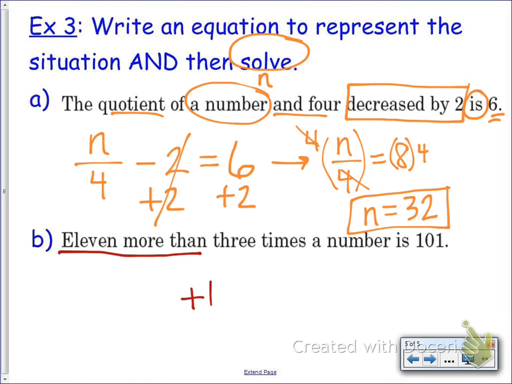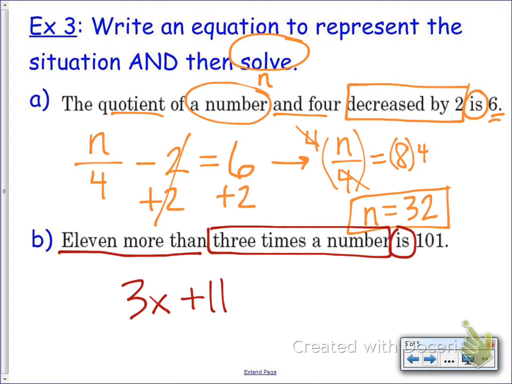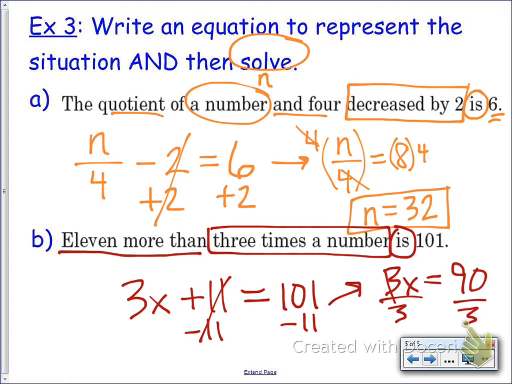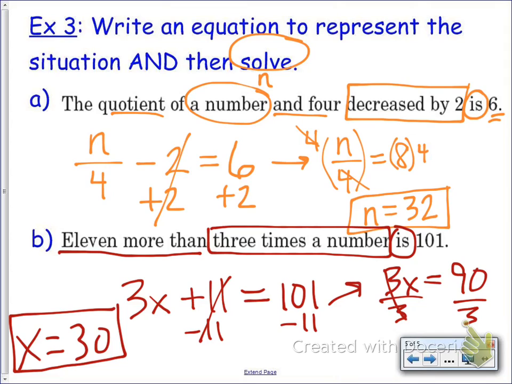And then this last example, when it says 11 more than, you're adding 11 to something. And what are you adding it to? 3 times a number. So 3 times a number might be something like 3 times x. Added by 11, because it's 11 more than that, is equal to 101. And then go ahead and minus 11 from both sides. That gives you 3x equals 90. Divide by 3, and you get x equals 30. And you could plug that back into the situation and check and see if it's true. 3 times a number, 30, would be 90. Add 11 to it is 101.